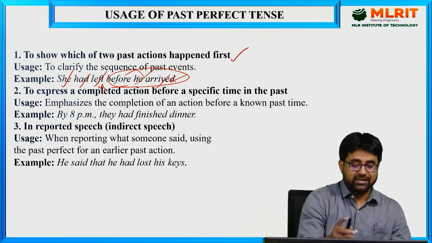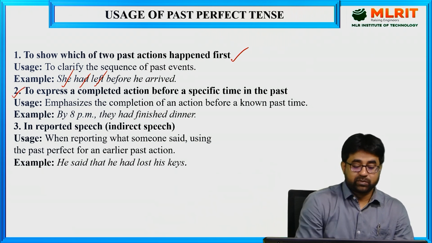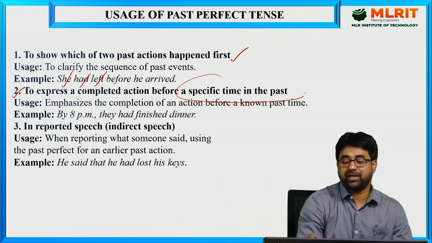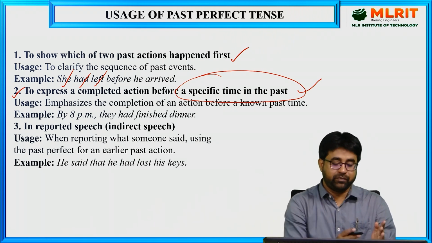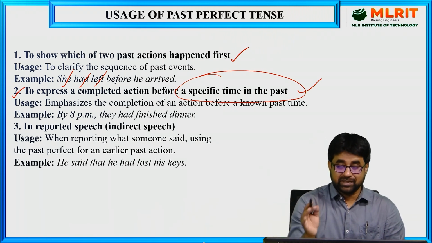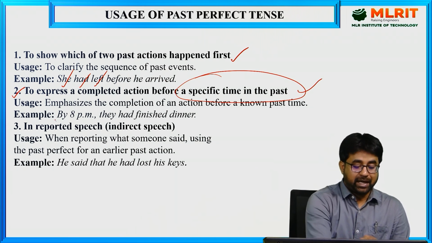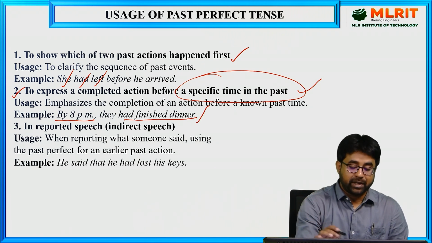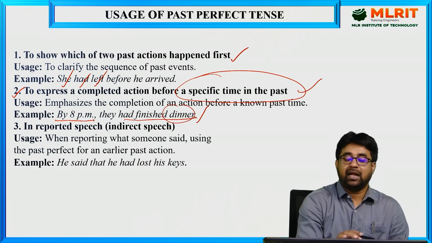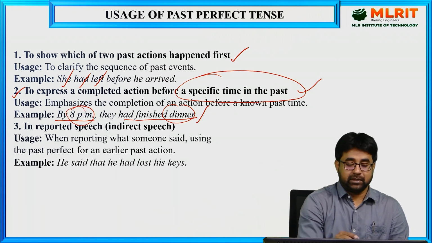Fine. Now let's see the second usage of past perfect tense: to express a completed action before a specific time in the past. So if I am talking about a completed action before a specific point or a specific time in the past, then also we use this past perfect tense. By 8 p.m. they had finished dinner. So I'm talking about one completed event. Which one is that event? They are having dinner, and then a particular moment in the past. So you can see here which tense I am using, past perfect tense.